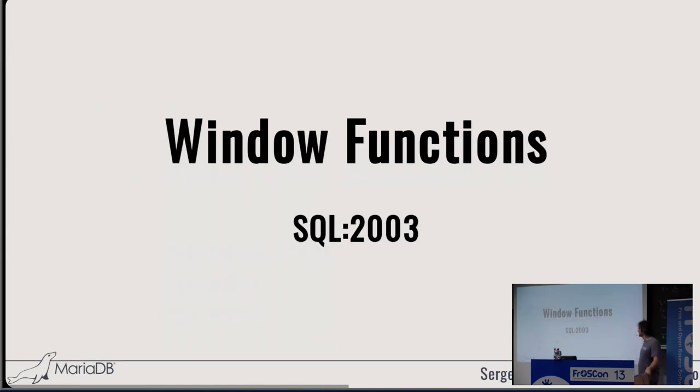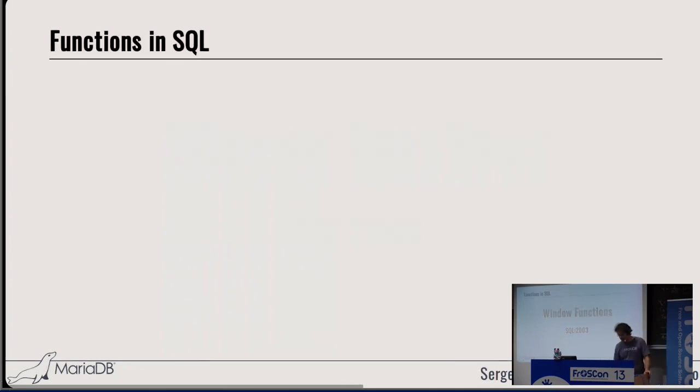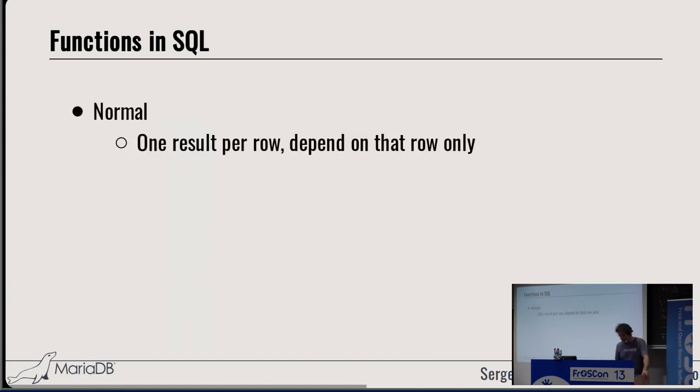So the next SQL standard was SQL 2003, which introduced the concept of window functions. To explain what a window function is, this is my completely thought-of, totally non-scientific way of classifying all the functions in SQL. There are normal functions. They return one result per row in a table, and this result depends on one row only.